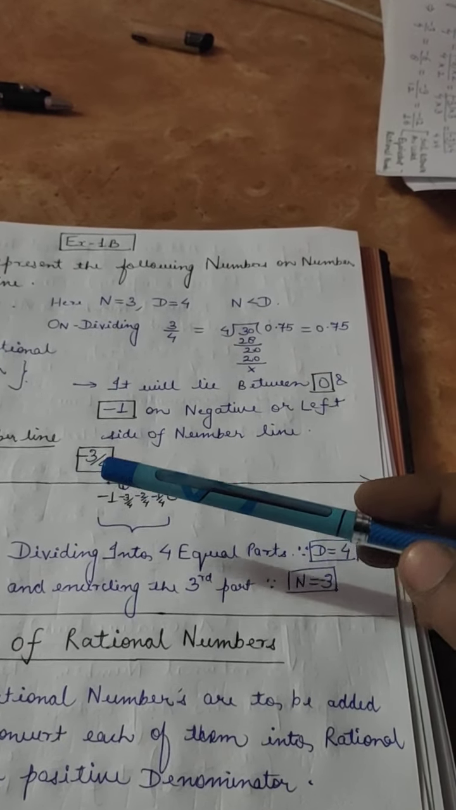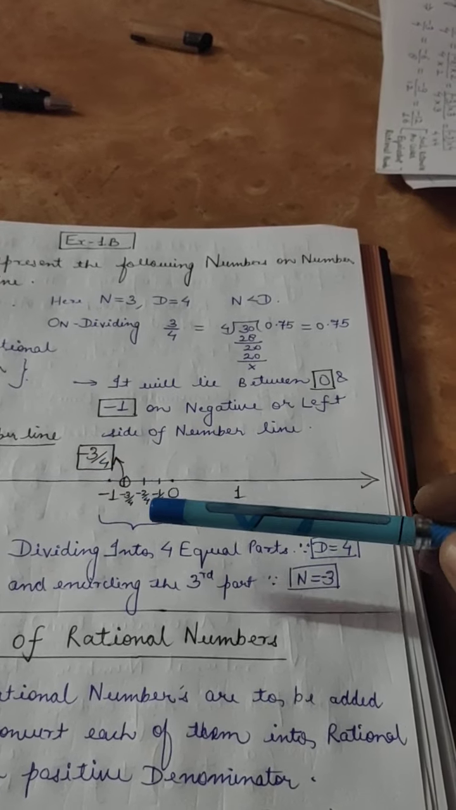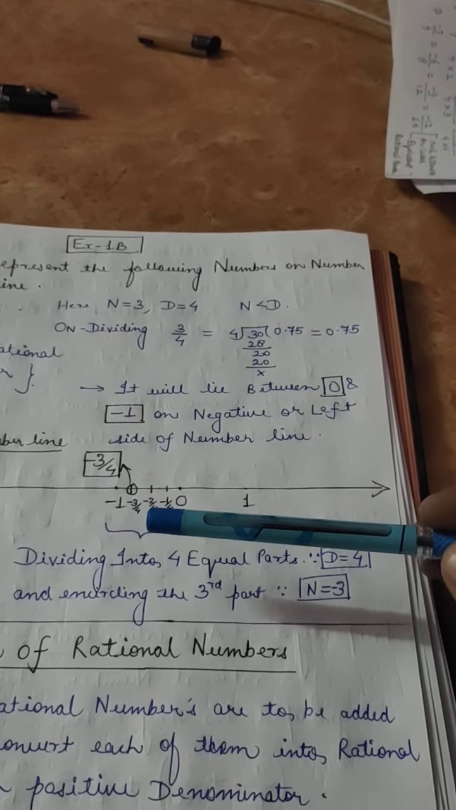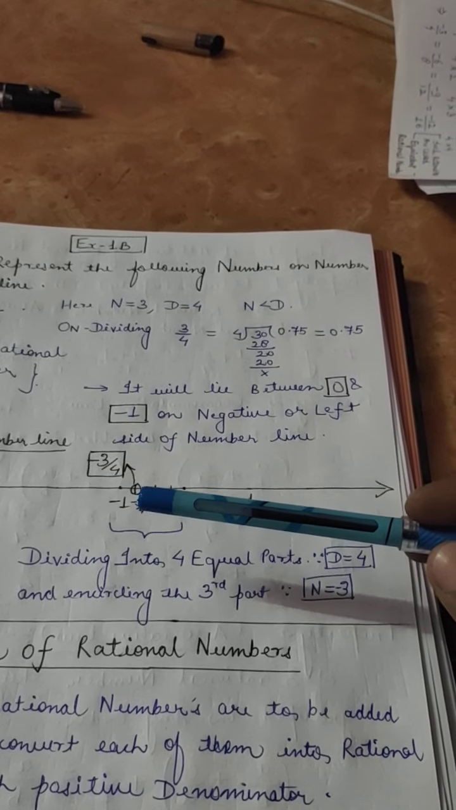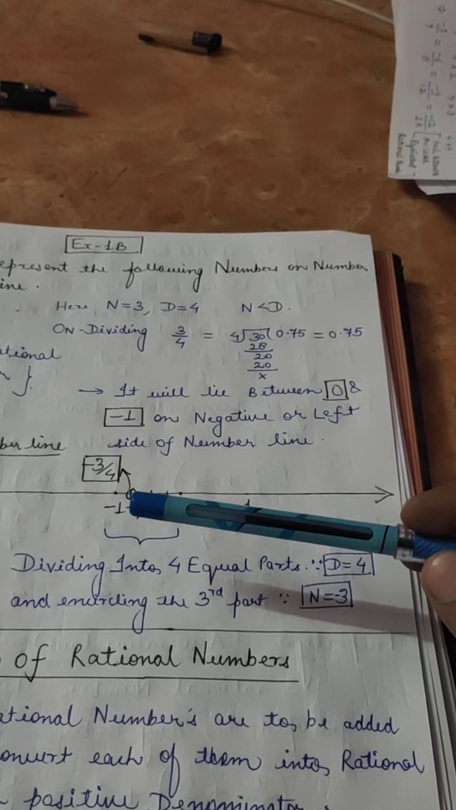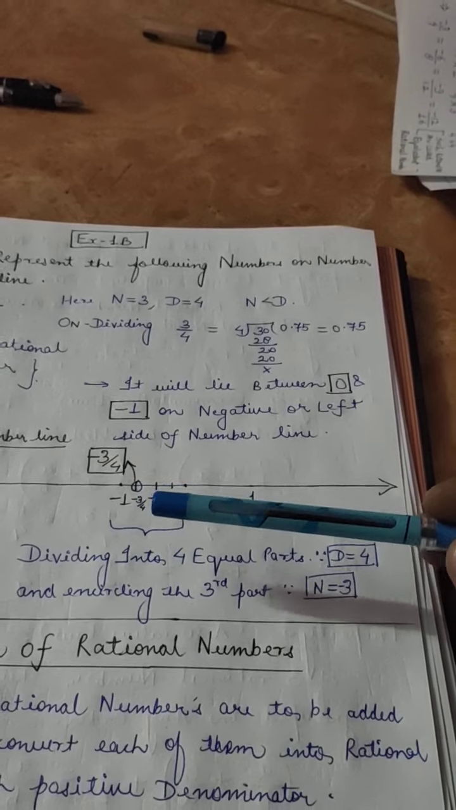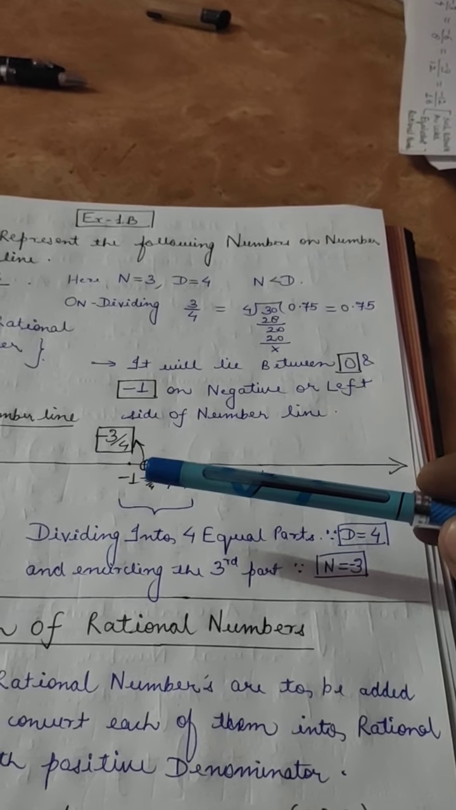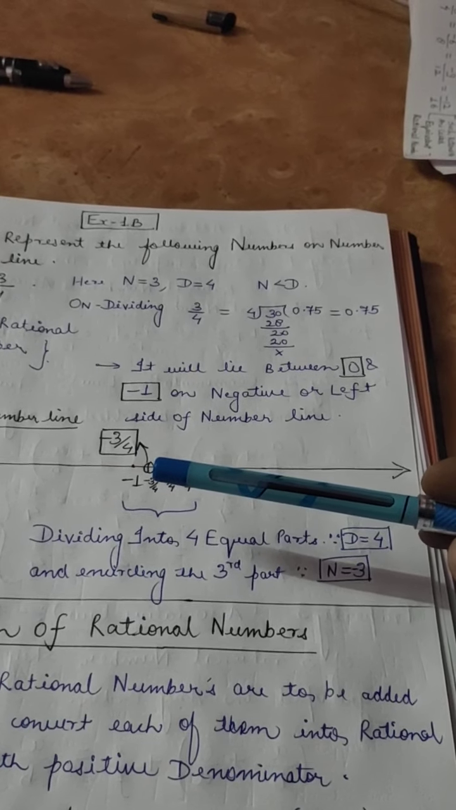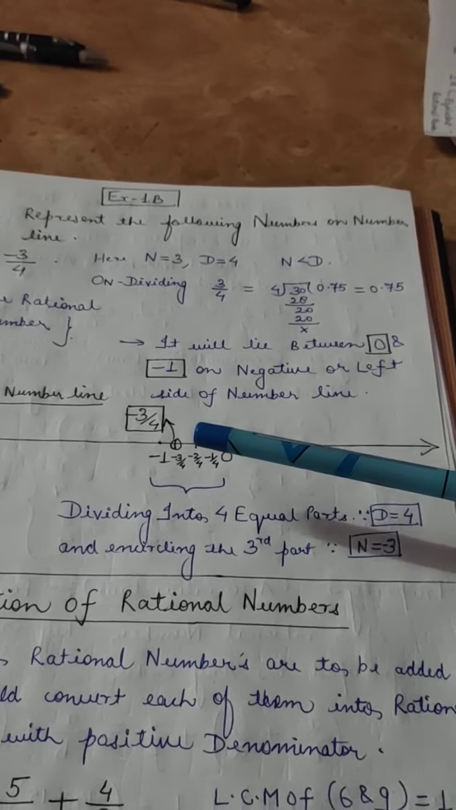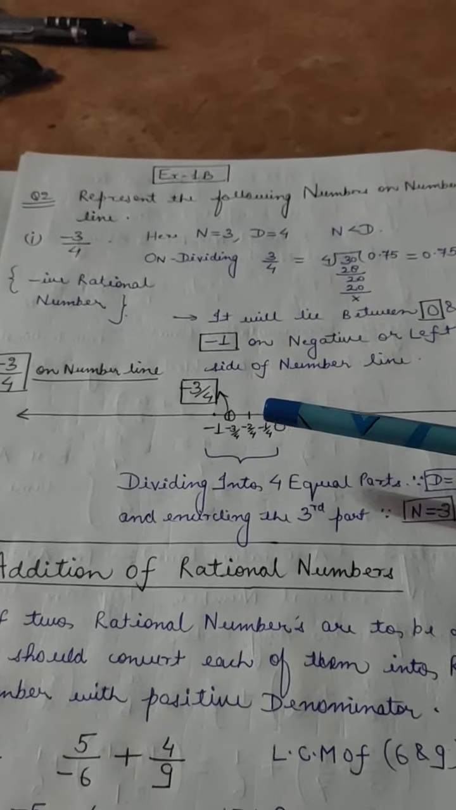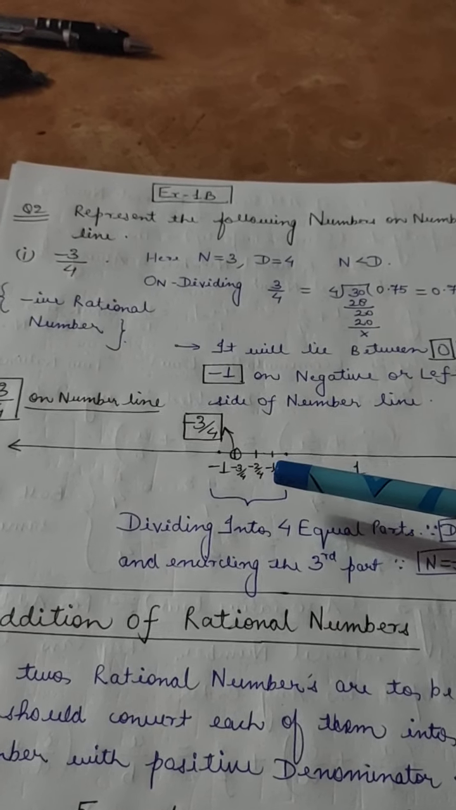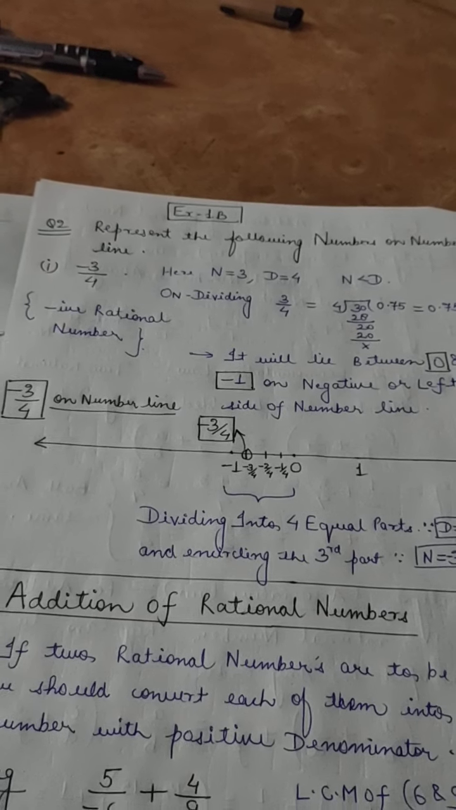Now check the fraction. The denominator is 4. We have to divide this number line into 4 equal parts. And encircle the third one, because the numerator is 3. This point will give us the required result, that is the representation of -3/4. This is the completion of exercise 1B. Thank you.